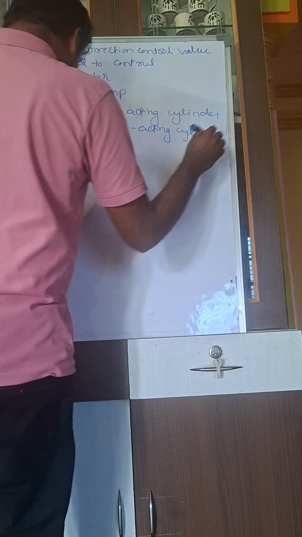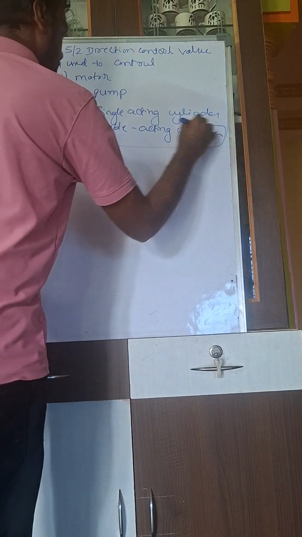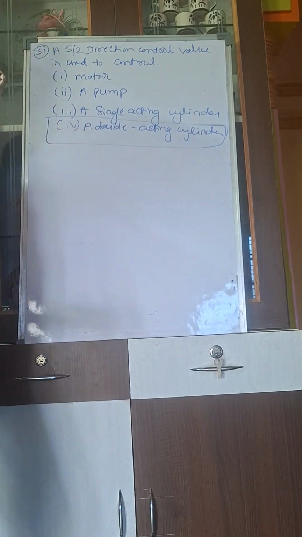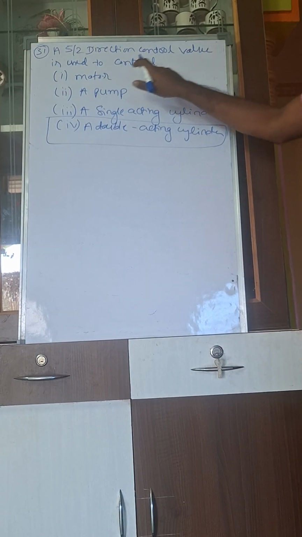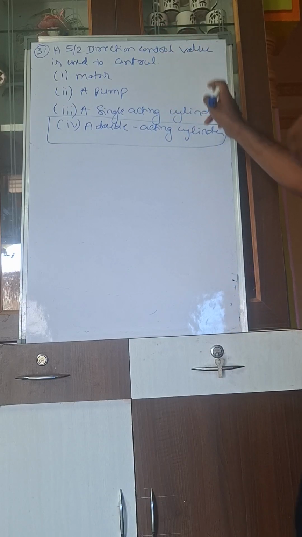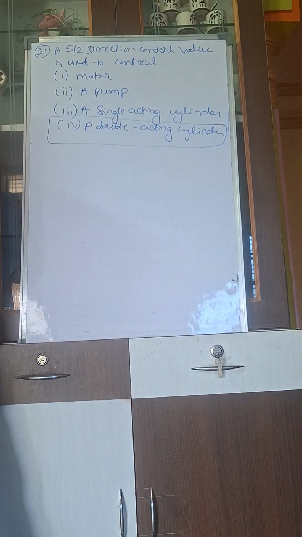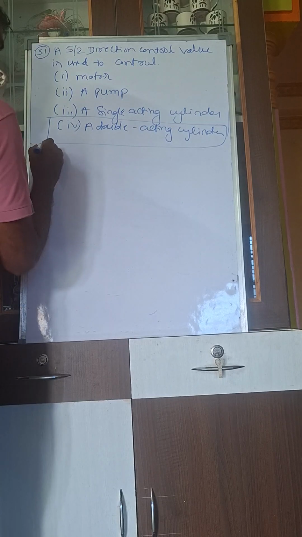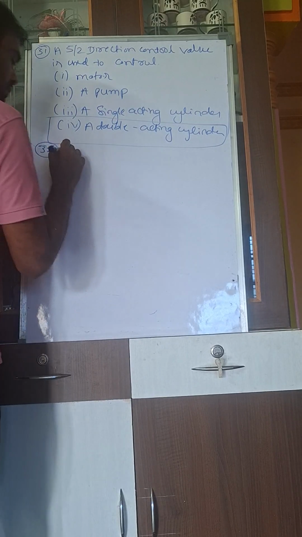See, the correct answer is double acting cylinder. Why is double acting cylinder correct? A 5 by 2 direction control valve is always used in a double acting cylinder. Very rarely is it used in a single acting cylinder. See the next question, the 32nd question, pressure switch.